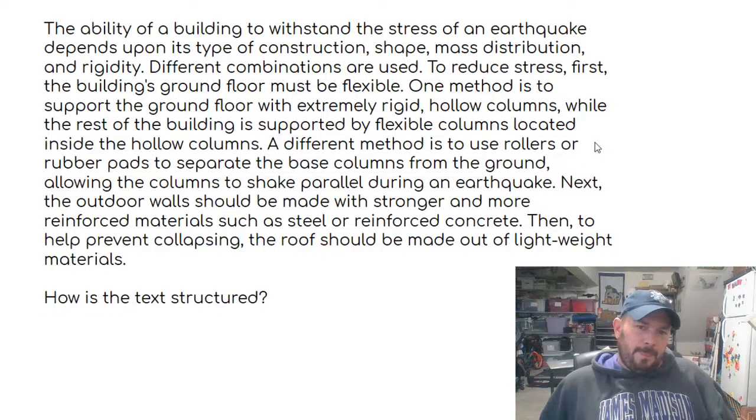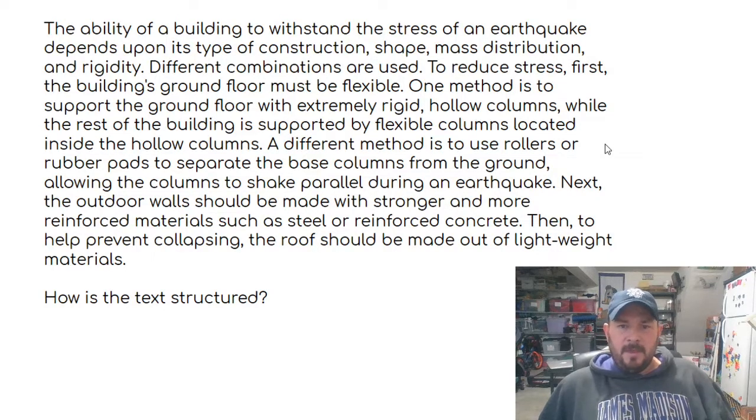All right, last one. The ability of a building to withstand the stress of an earthquake depends upon its type of construction, shape, mass distribution, and rigidity. Different combinations are used to reduce stress. First, the building's ground floor must be flexible. One method is to support the ground floor with extremely rigid hollow columns, while the rest of the building is supported by flexible columns located inside the hollow columns. A different method is to use rollers or rubber pads to separate the base columns from the ground, allowing the columns to shake parallel during an earthquake. Next, the outdoor walls should be made with stronger and more reinforced materials such as steel or reinforced concrete. Then, to help prevent collapsing, the roof should be made out of lightweight materials. Pause me if you need to.